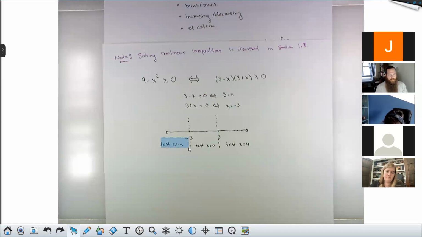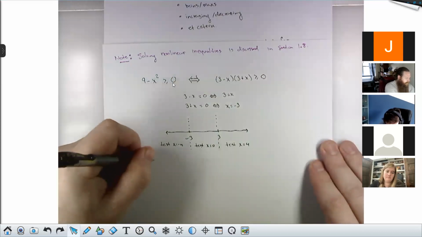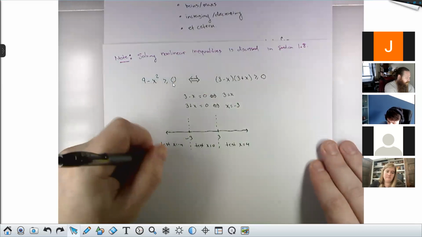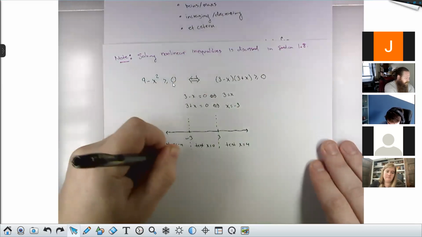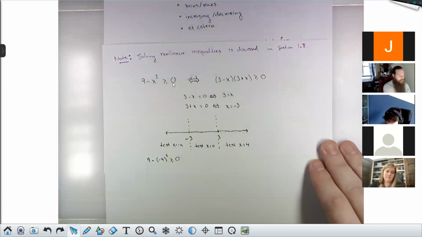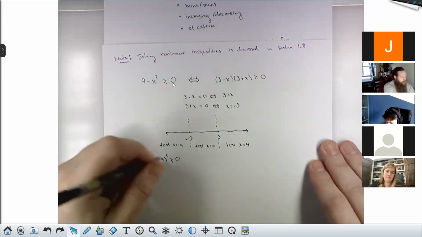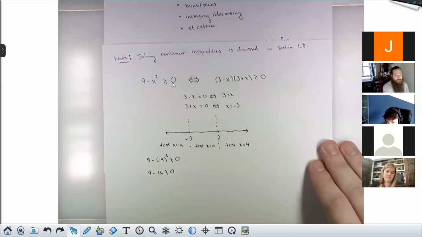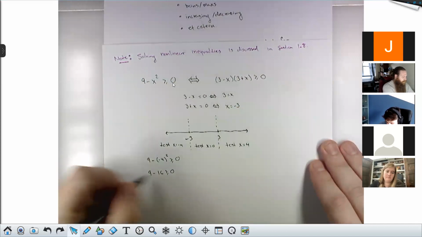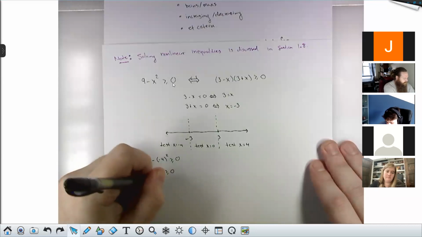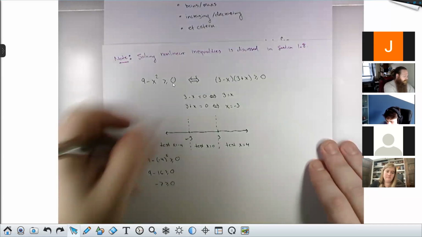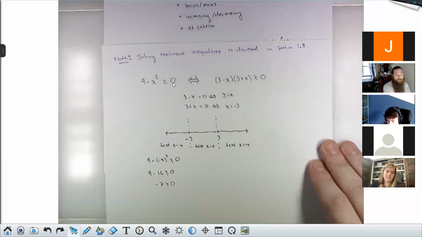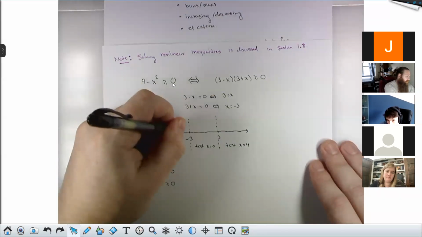If I plug -4 into this inequality, I get 9 minus -4 squared is greater than or equal to 0. -4 squared is +16. So this says 9 minus 16 is greater than or equal to 0. And 9 minus 16, that's a negative number, right? That's a -7. -7 is greater than or equal to 0. And that's not a true statement. So we can cross this region off.